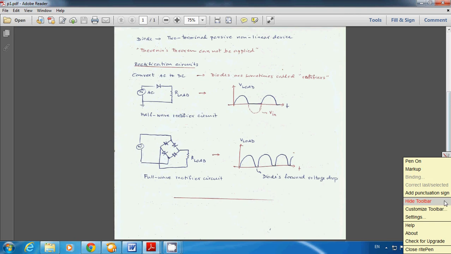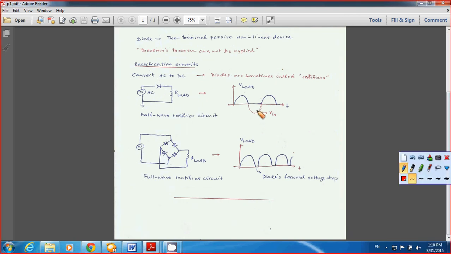So you are going to have only the positive signal here at the output. Now take a look at the full wave rectifier circuit. You have 4 diodes, and you have R load at the output. The output waveform is going to look like this one here.